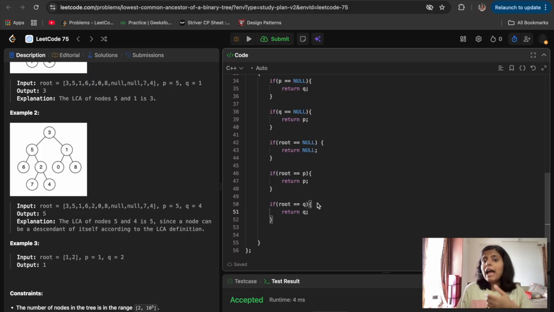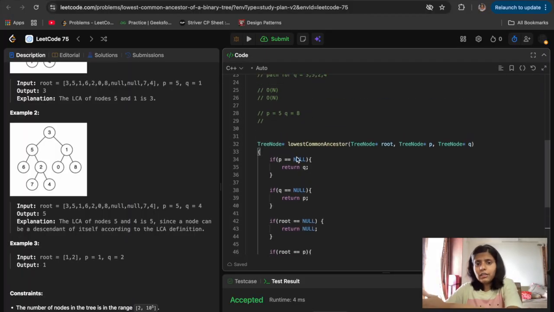That p will say that I found it first, and now you are finding in my child. So there is no point to find further, as child nodes can't be my ancestors. So I'm returning p. Like I found it. I found root node is p, so I'm returning p. Likewise, if a root node is q, I am returning q.